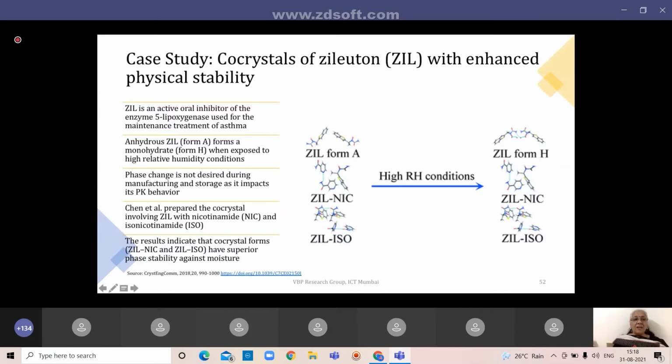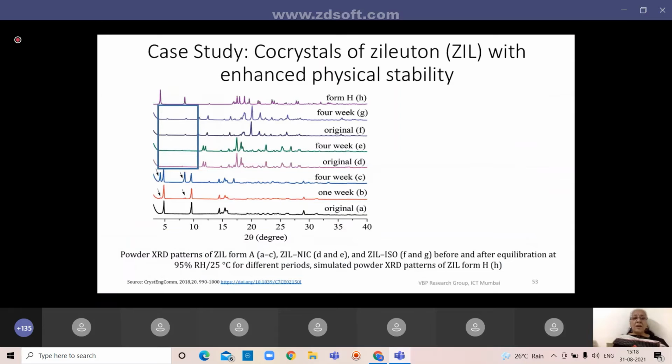This particular author, Chen et al., has prepared co-crystals. You can see that in high relative humidity condition, this form A changes. Look at the structure here, what form it takes, right? So form H gets formed. So results actually have indicated that when form A reacts with nicotinamide or isonicotinamide, co-crystals are formed, and this co-crystal has superior phase stability against moisture. This particular drug is used for asthma.